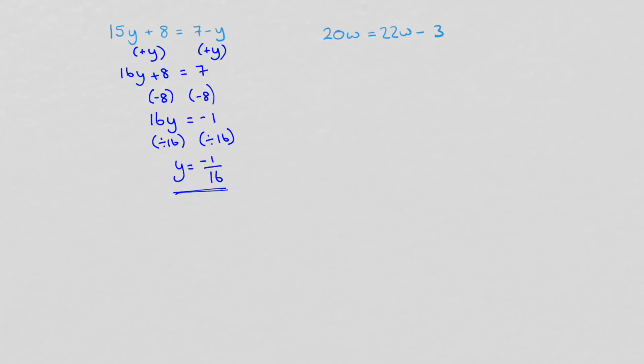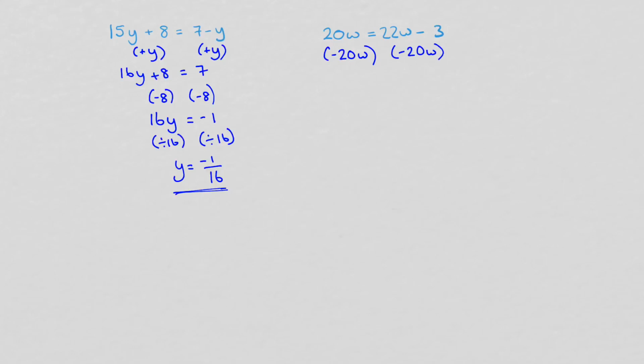Okay, and then the last one, we can see we've got letters on both sides, but we don't have numbers on both sides, so this one looks a little bit unusual. But still, the thing that we want to fix is the fact that we've got letters on both sides. So we're going to bring baby to mummy. So we've got 20W, 22W. So it's the 20W that's the baby. So we're going to have to move that. So take away 20W from both sides.